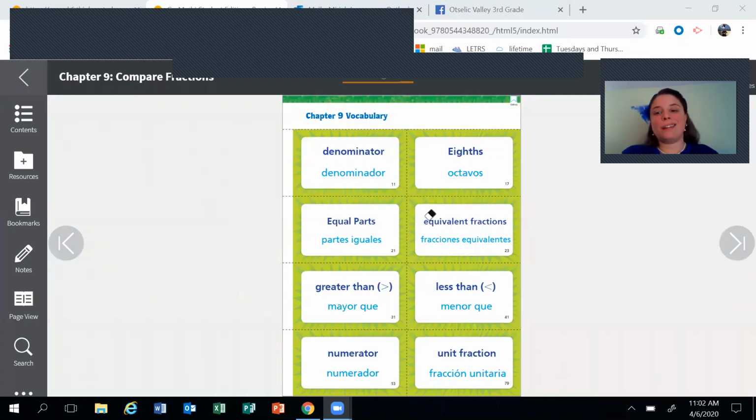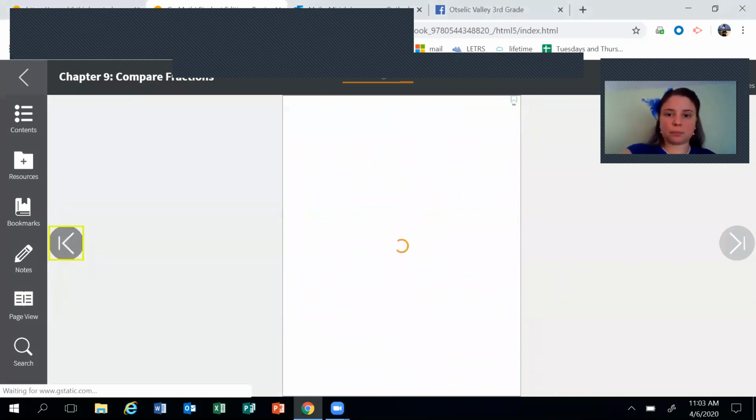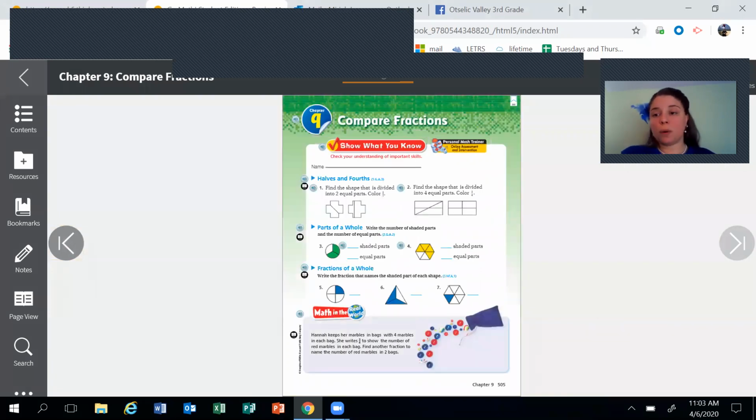All right, guys, so we are starting chapter 9, and we've already done the basics of fractions, and now we're going to compare them. And when we compare, that means we see what is different about them. Now, I know I said we were going to start on page 505 and 506, but before I do this, I want to make sure you know the vocabulary. I'm pretty sure you already know most of the vocabulary, but we just need to make sure.